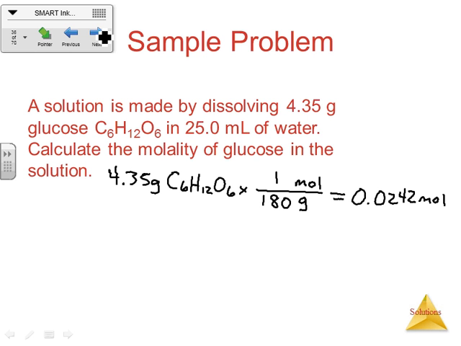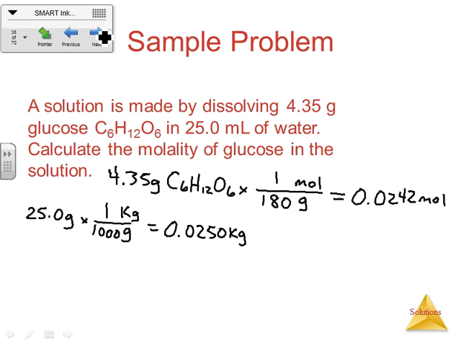Then we need kilograms of solvent. What's the solvent? Okay. Kilograms of water. Well, density. There we go. Okay, if you know the density of water is 1 gram per milliliter, then 25 milliliters of water is 25 grams. We're making a little bit of an assumption here, okay? So we've got 25 grams of water, and you can probably do this in your head, but we'll go ahead and work this out just in case you can't. There's 1,000 grams in a kilogram, so we need to divide by 1,000. That's going to give us 0.0250 kilograms.